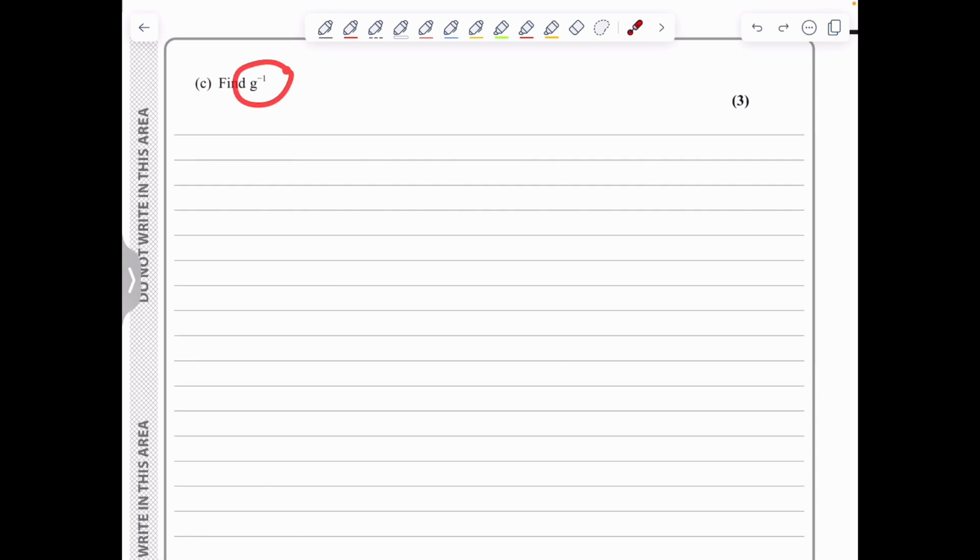In part C, we need to find g inverse, and I will start by writing y to be the expression for g of x, so 3 over 2x plus 1. When finding the inverse of a function, the first thing to do is interchange the x with the y. So this leads to x is equal to 3 over 2y plus 1.